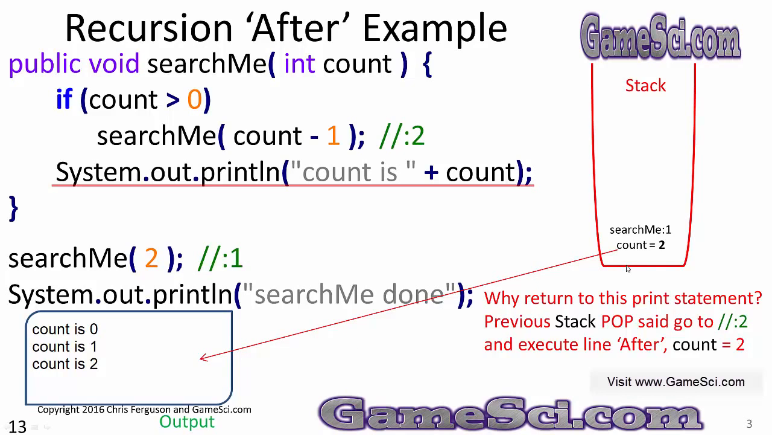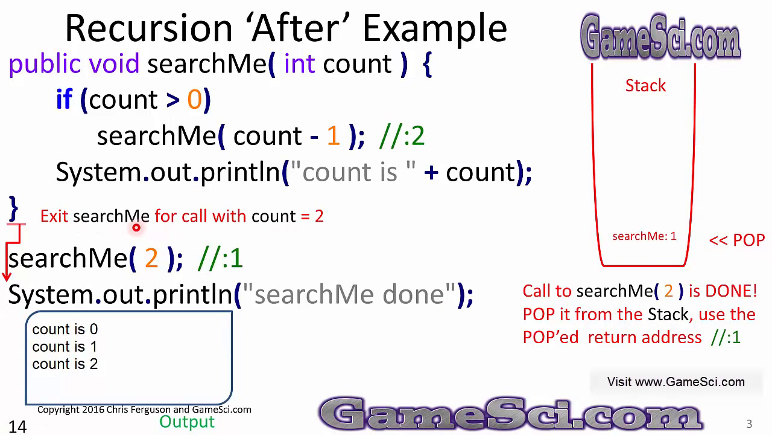So why did we return to this print statement? Remember, the previous stack pop said SearchMe //2 was the one that executed. And we need to execute the line after that line of code. Well, what's the line of code after this one? It's that print statement right there. And the variable count has the value of 2. So that's why the 2 showed up.